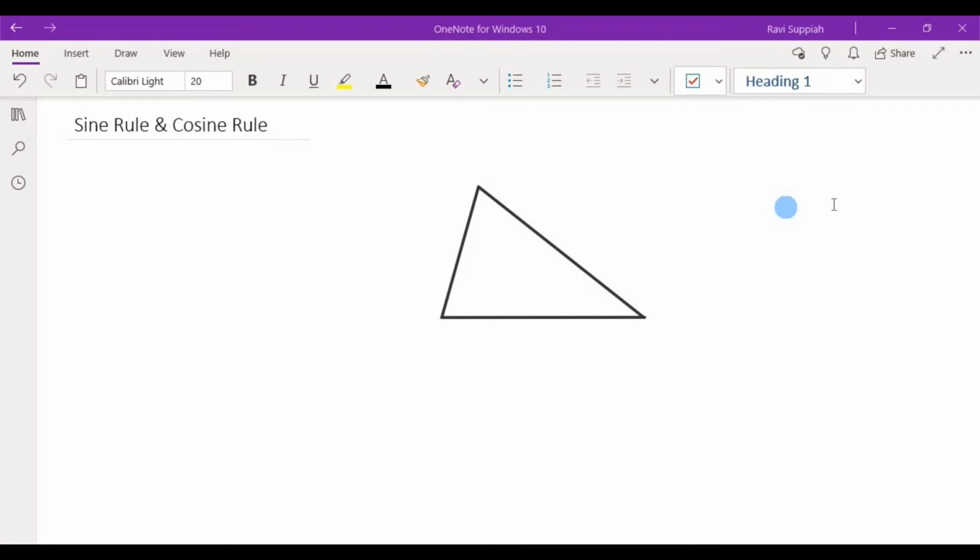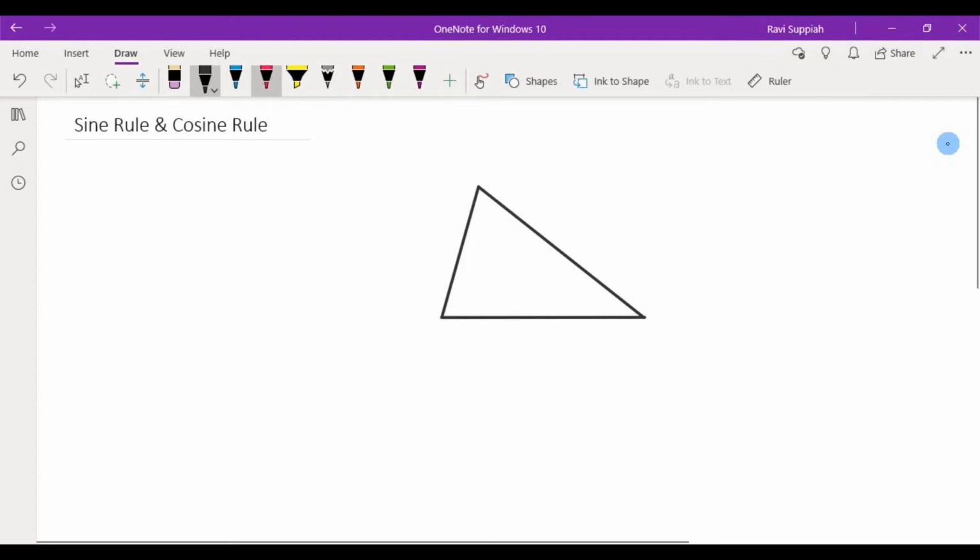Here we have a triangle, and this is not a right angle triangle. So always remember, when you have a right angle triangle, the best approach would be to directly use the Pythagoras theorem and the trigonometric ratios. When you don't have a right angle triangle, you can use the sine rule and cosine rule to find any missing side or angle.